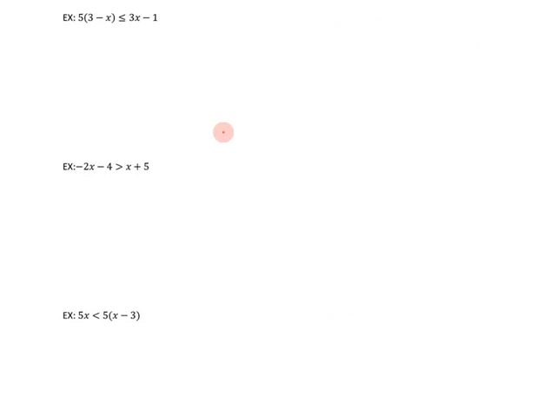Let's do a few more examples. Step 1 says to simplify each side, so I'm going to begin by multiplying the right-hand side of this problem out. 5 times 3 is 15. 5 times minus x is minus 5x, less than or equal to 3x minus 1. I want to get the x's on one side and the numbers on the other, so I'm going to start by moving the 15 across. Subtract 15 from both sides. I have negative 5x is less than or equal to 3x minus 16.